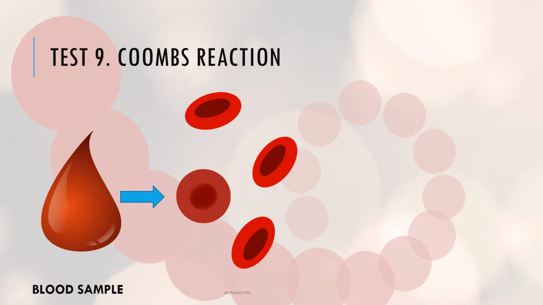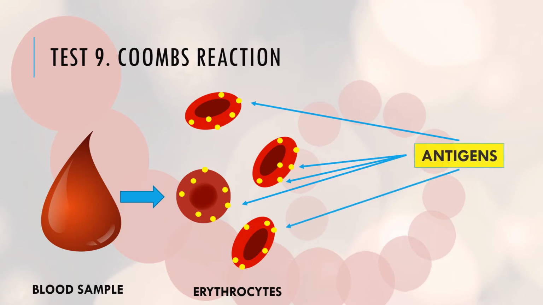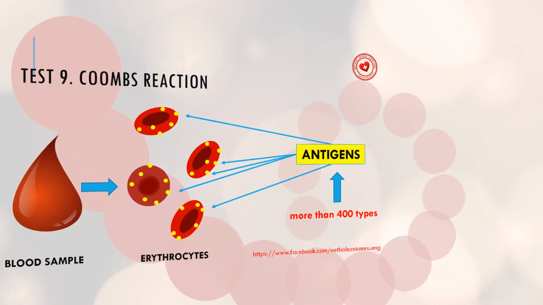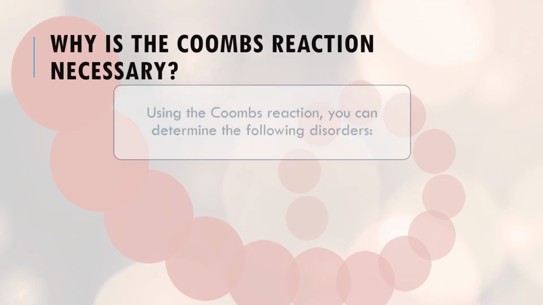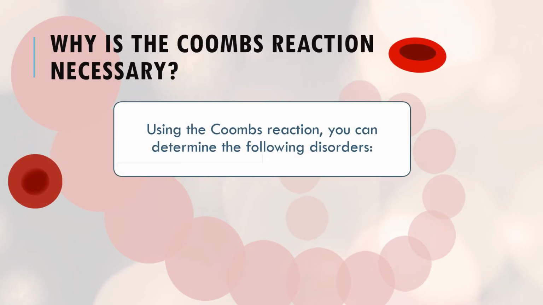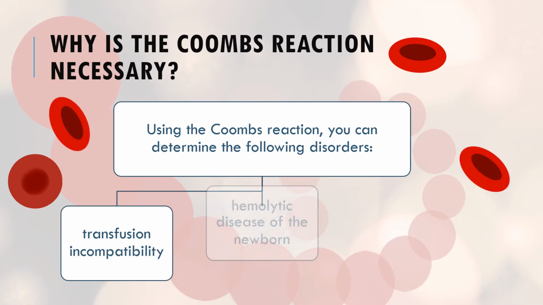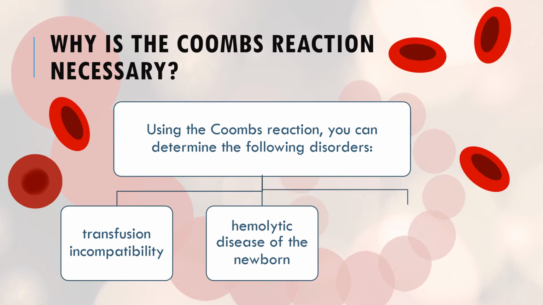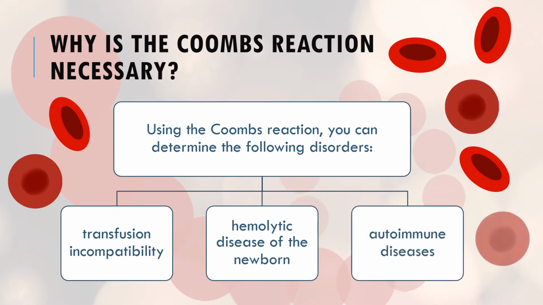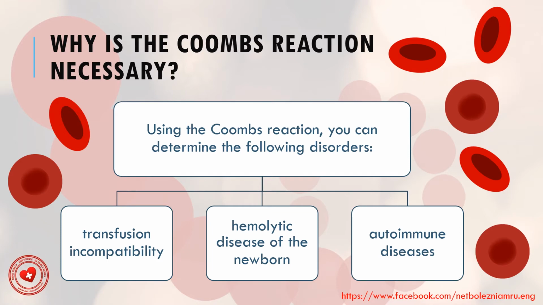Ninth test, Coombs reaction. This test allows you to determine, based on the blood sample, which type of antibodies and antigens are on the surface of the red blood cells. Why is the Coombs reaction necessary? Using the Coombs reaction, it is possible to determine the following disorders: transfusion compatibility, hemolytic disease of the newborn, autoimmune disease.